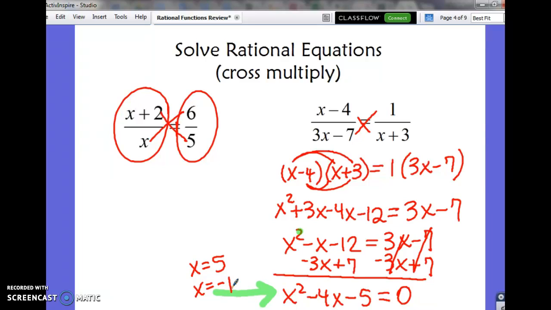And with these types of rational equations, once you get your two solutions, you do want to make a habit of going back to your original equation and making sure that they work, that you haven't found an extraneous solution along the way.